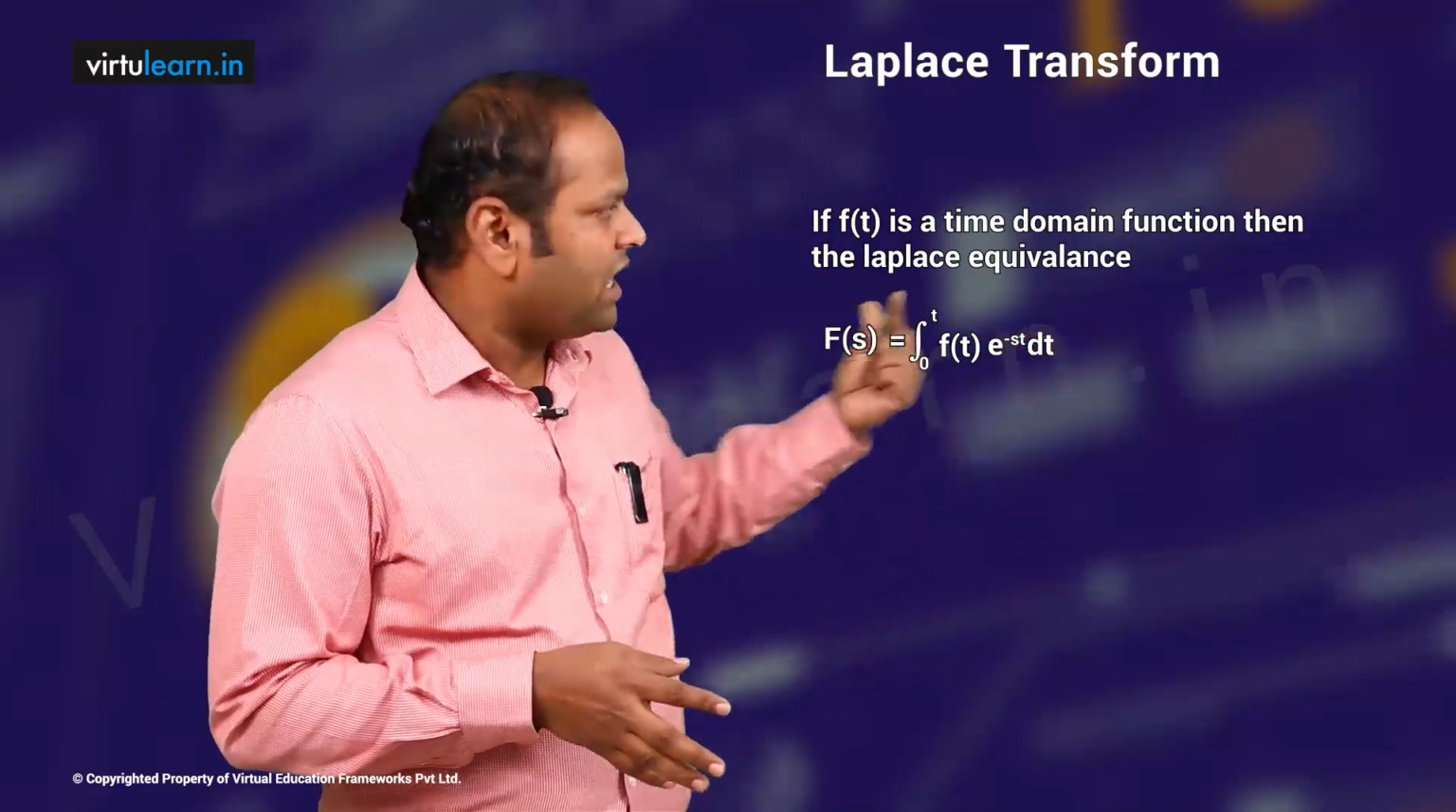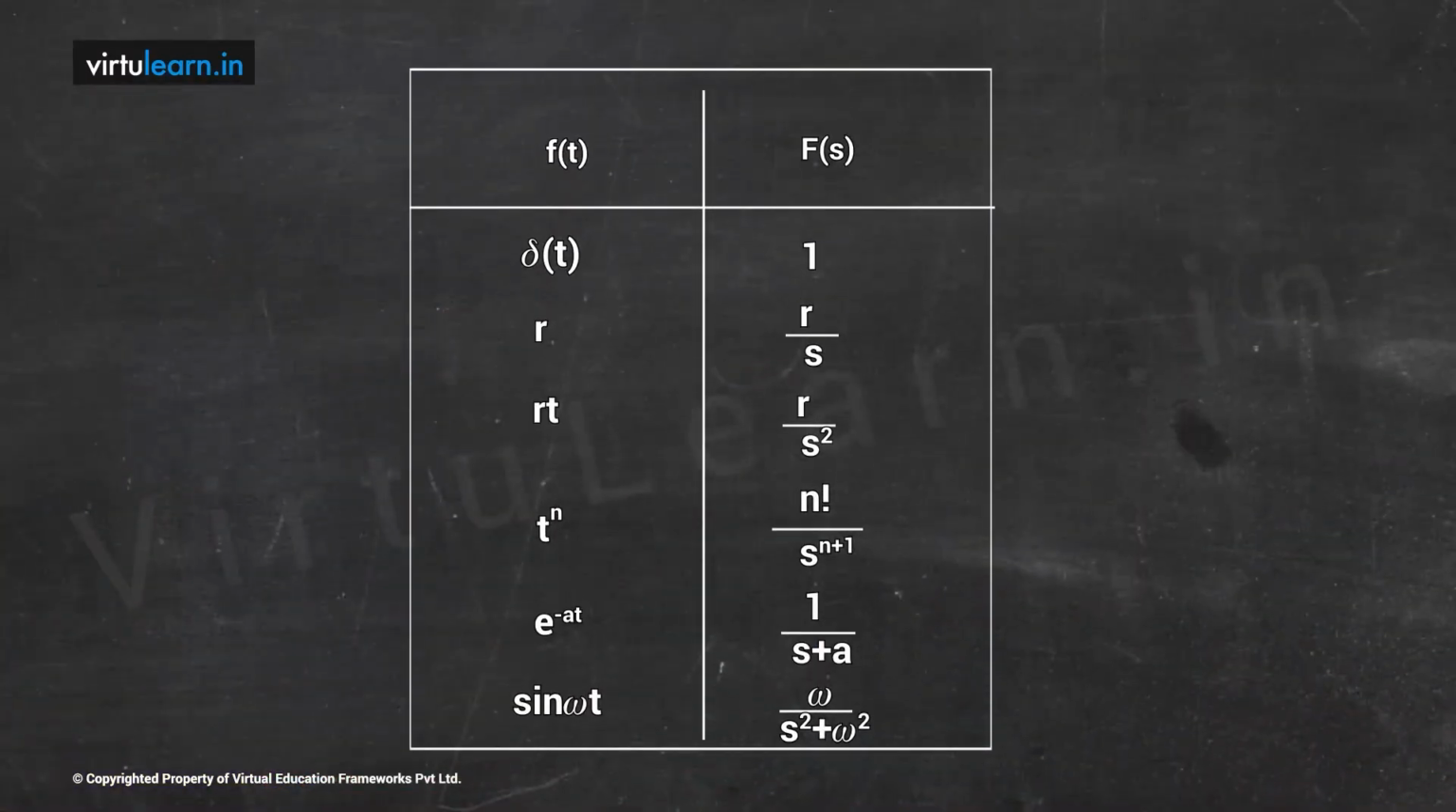Now f of t is the time domain, and F of s is my Laplace domain. Now you can look at the table, which is very useful for me, especially in time response and other topics. We will use this table. The table gives the f of t function and the F of s function. Let us say the first one is delta of t, which is the impulse, then the equivalent is 1. When I take the constant r, it is r by s. When I have rt, it is r by s squared. If you have e power minus at, I have 1 by s plus a, and omega by s square plus omega square. We can look at the table, which is very important for us, especially when we are solving problems in time response as well as steady state errors.